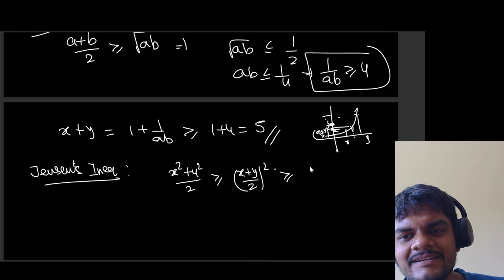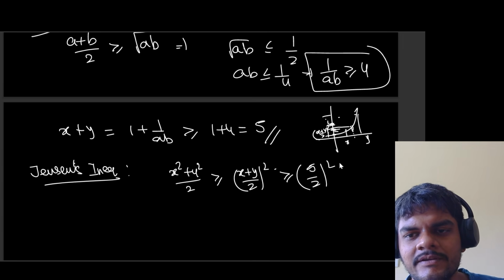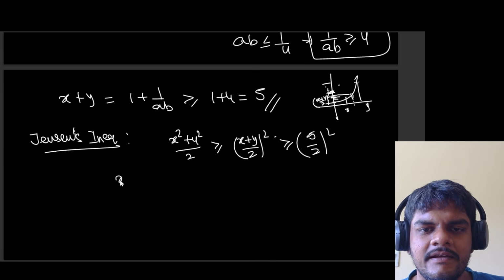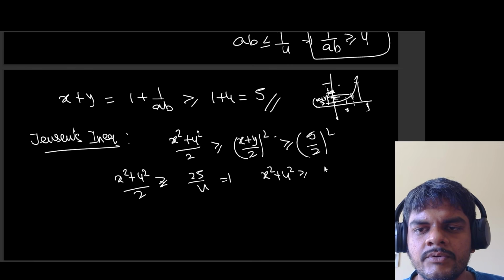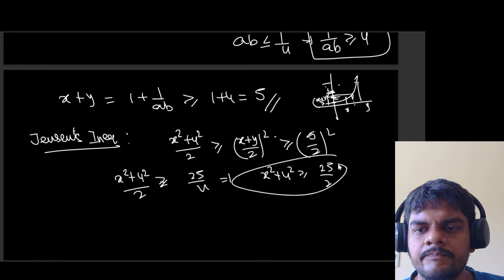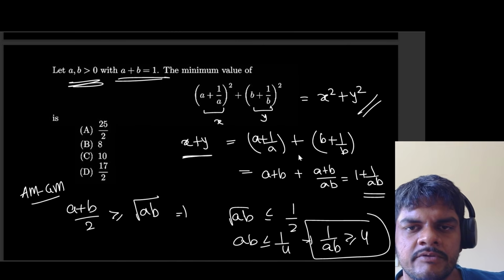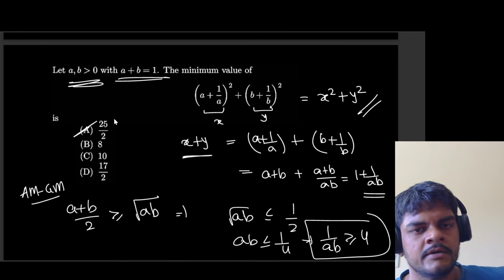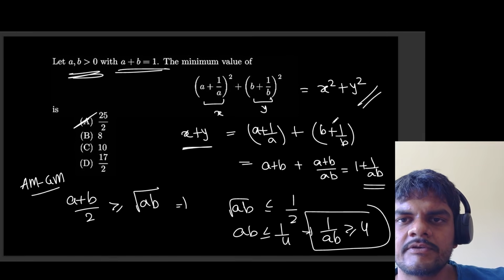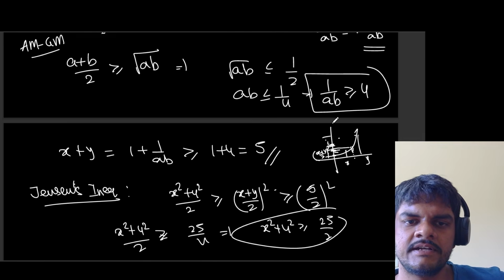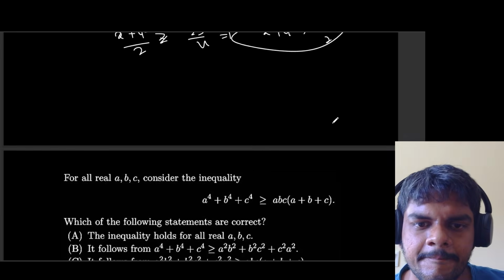Now here it is greater than or equal to 5 by 2 whole square. So I get x square plus y square by 2 is greater than or equal to 25 by 4. That will imply x square plus y square is greater than or equal to 25 by 2. So what are the options? What do we want? Minimum value. It is that. So that's how you solve this question. AM-GM inequality and Jensen's inequality together, and you'll get that.